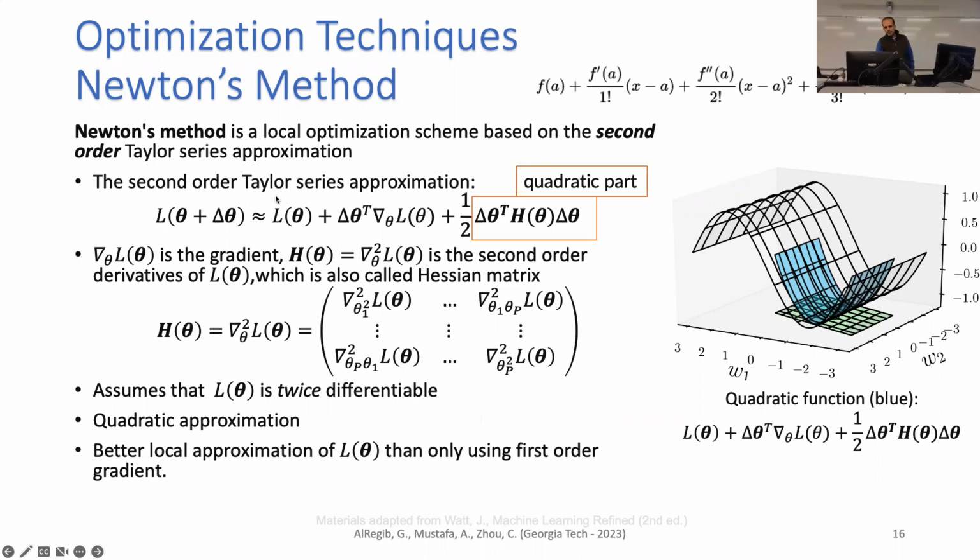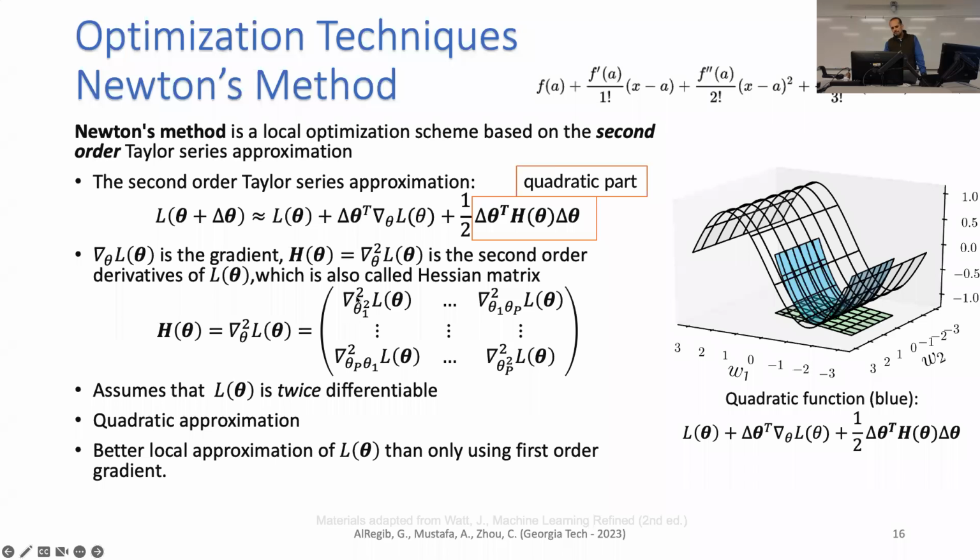So this is the cost function of theta. This is the change in theta and the first derivative of our cost function. And then here we have the quadratic part, which is the second derivative, this capital H matrix. I'll look at it in a minute. This is the Hessian matrix.